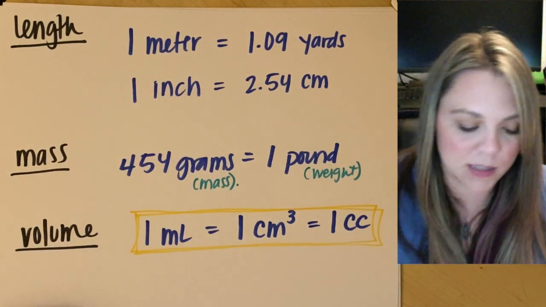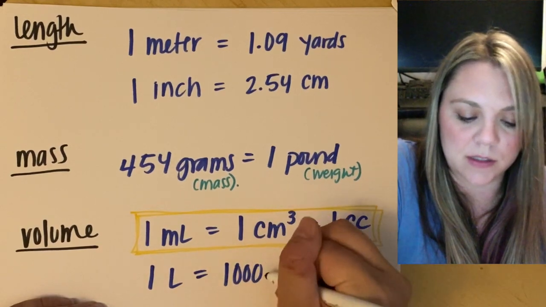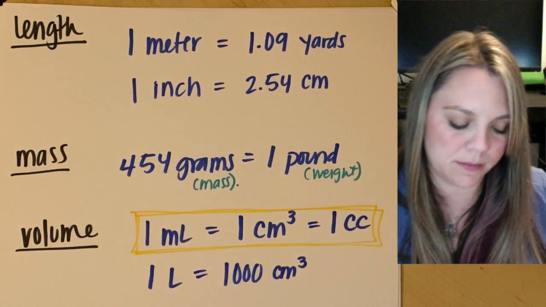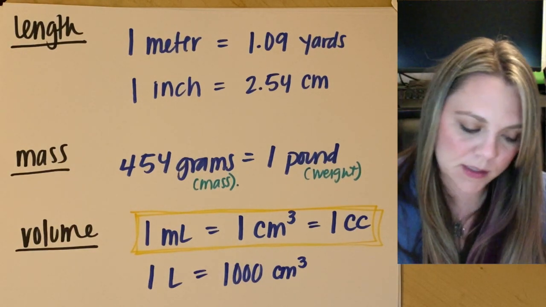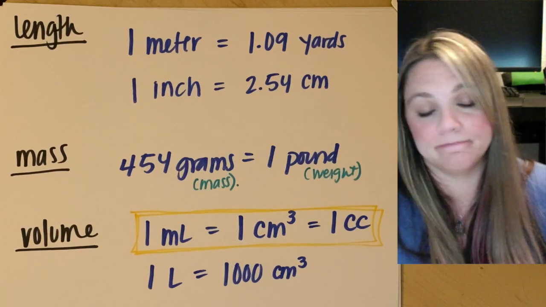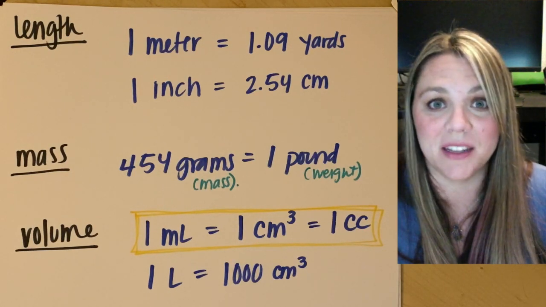All right, and another one is 1 liter is 1,000 centimeters cubed. So just a good one to keep in your brain. Just the basics and ones that I really encourage you to memorize. We use them all the time. Easy money. All right, good luck.